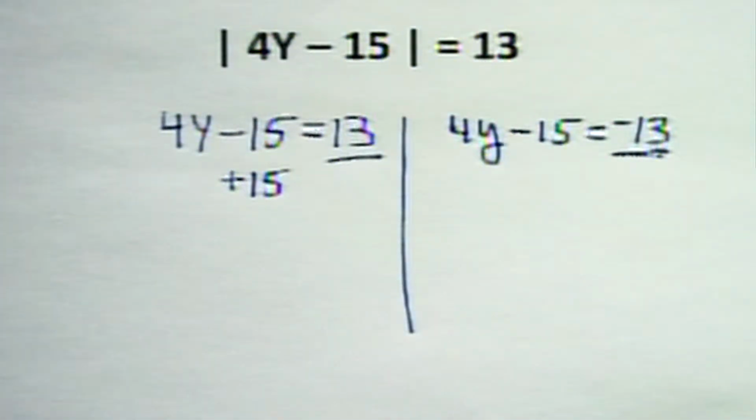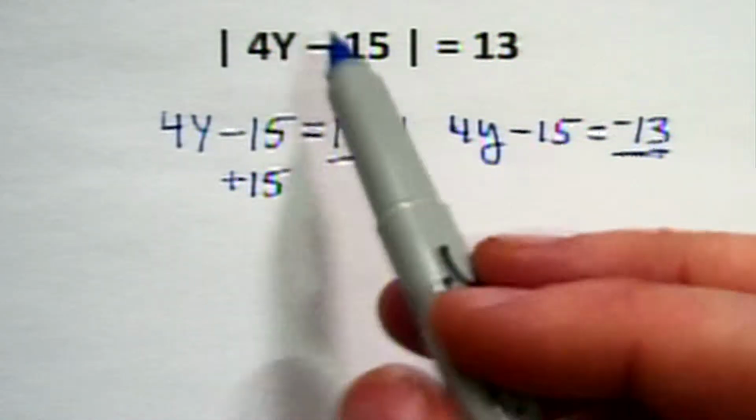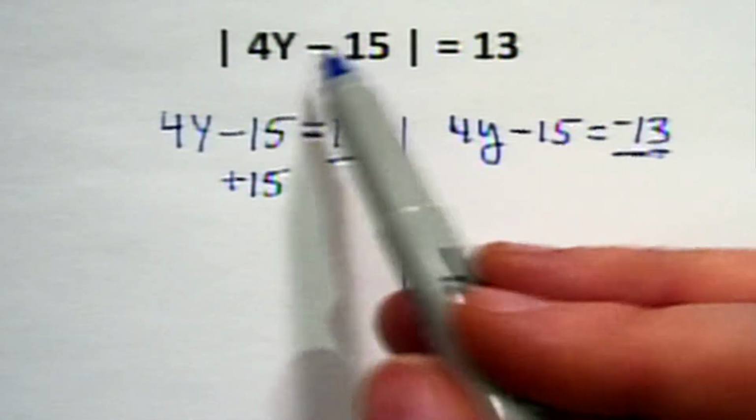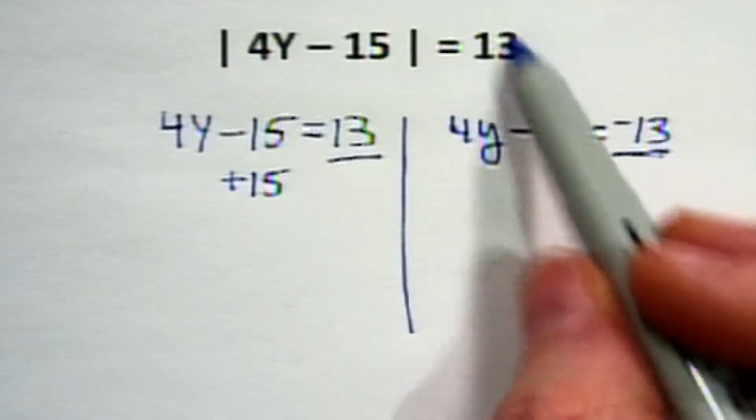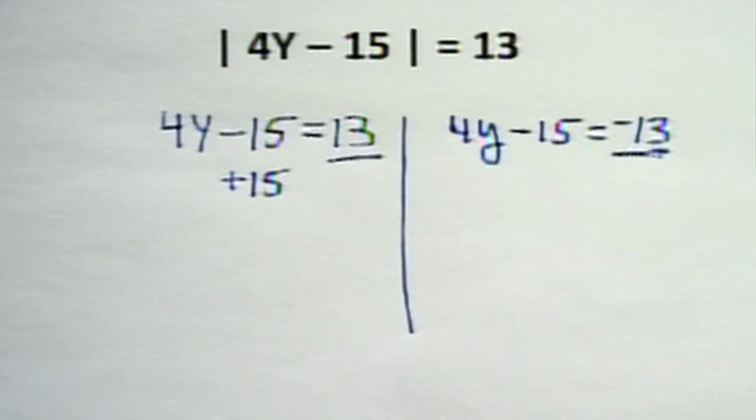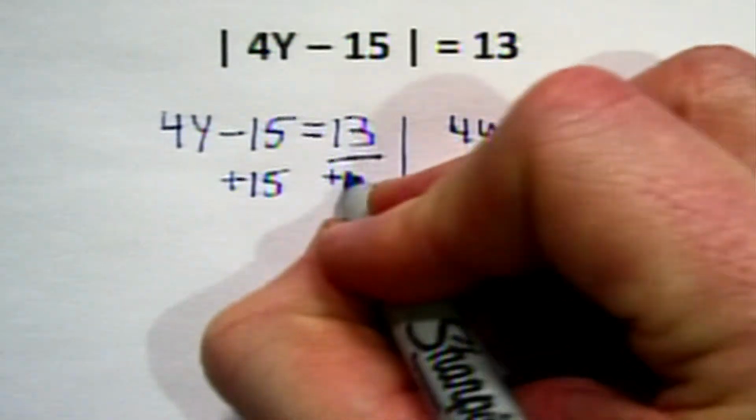We're going to add 15 over here. By the way, you never change 4y minus 15. You always leave it as it is. Do not be tempted to make that a positive 15 because it says absolute value. What's inside the bars stays as it is. It's the number outside that changes its sign. Don't forget that. Let's add 15.